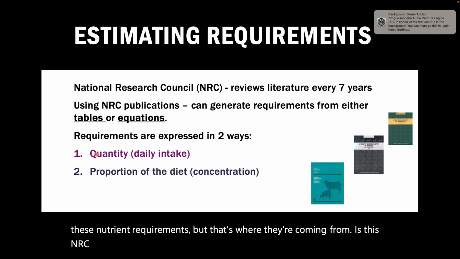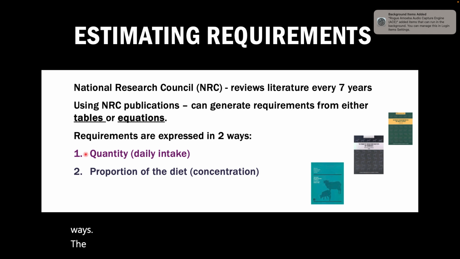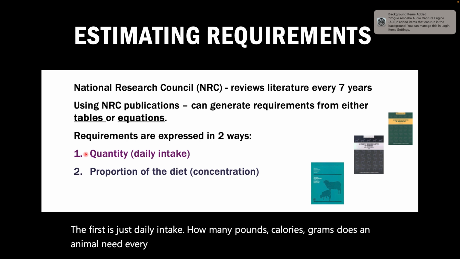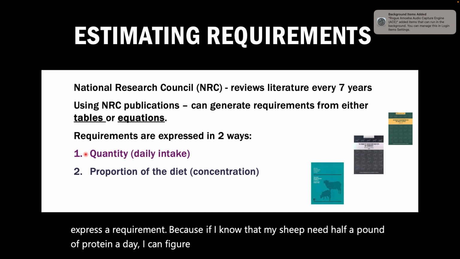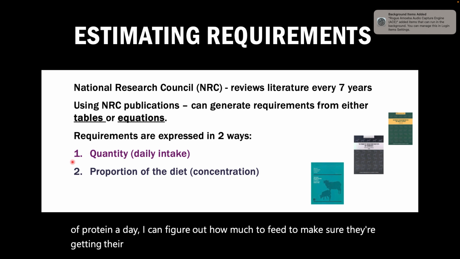We're going to see requirements expressed one of two ways. The first is just daily intake. How many pounds, calories, grams does an animal need every day? That's it. And that is the most accurate way to express a requirement, because if I know that my sheep need 1/2 pound of protein a day, I can figure out how much to feed to make sure they're getting their need.